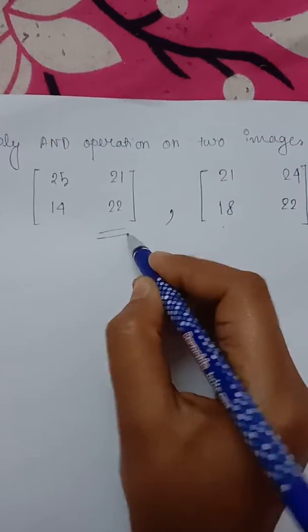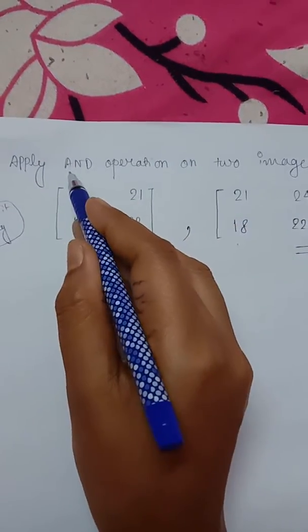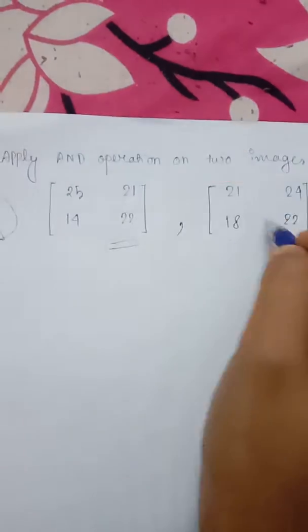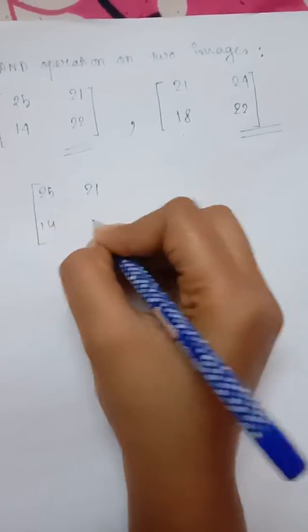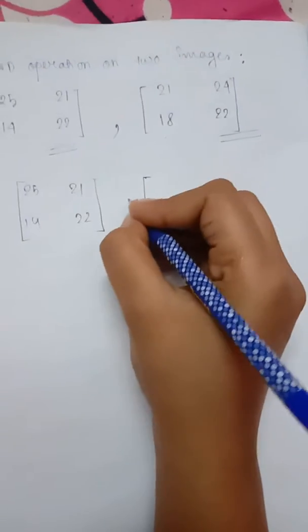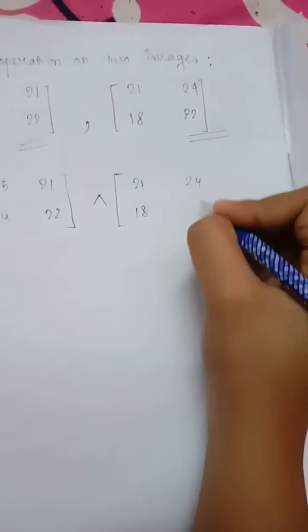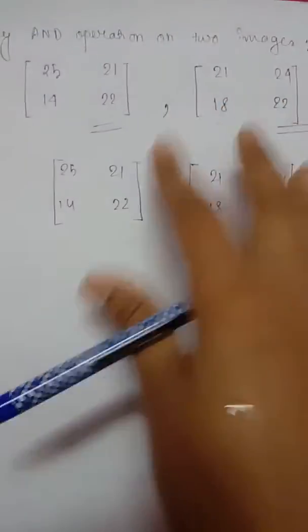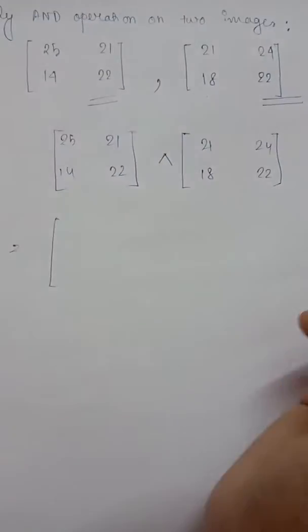This is one image, this is another image, and we are going to do an AND operation on these two images. So let me write this again. 25, 21, 14, 22. See, this is very easy. AND operation. Another one, 21, 18, 24, 22. What we have to do is just write these numbers in their binary forms.